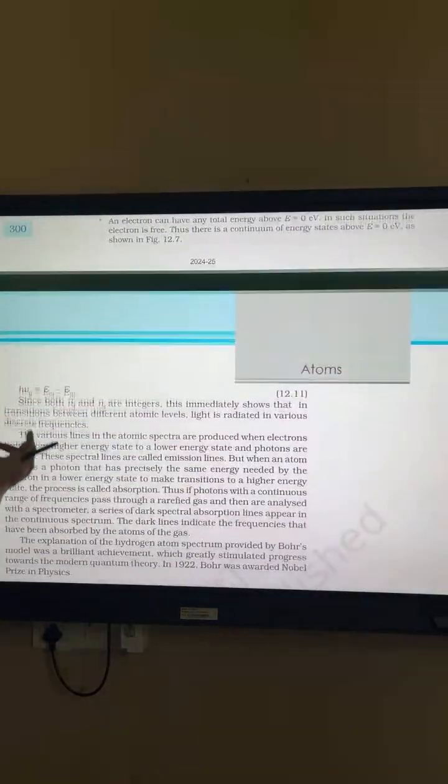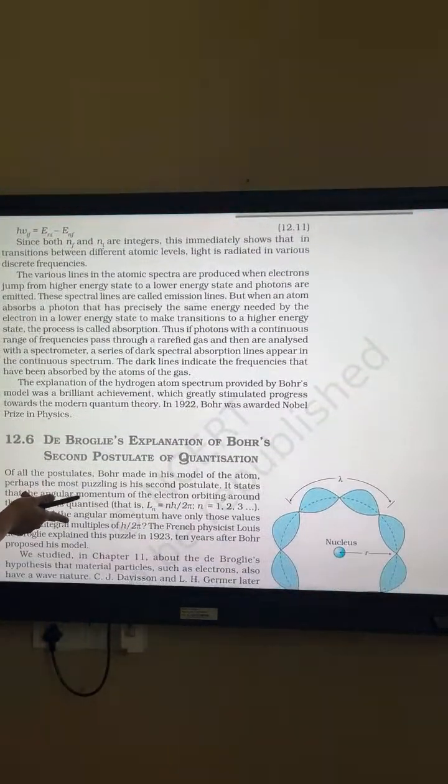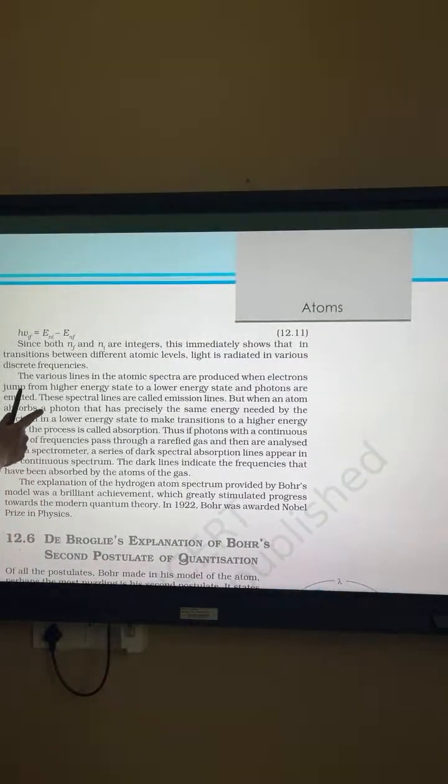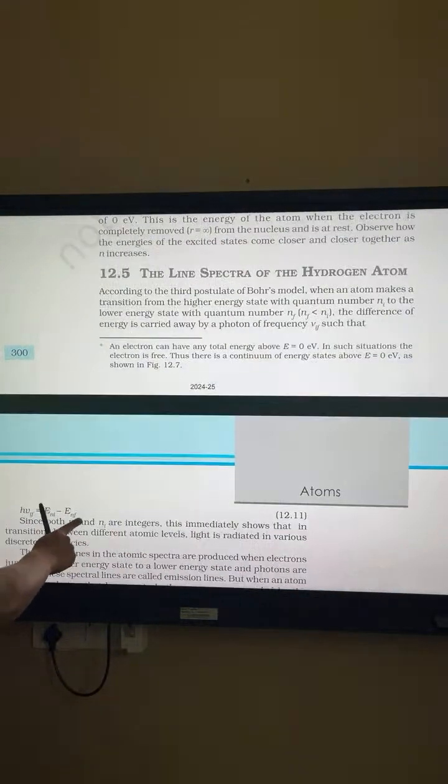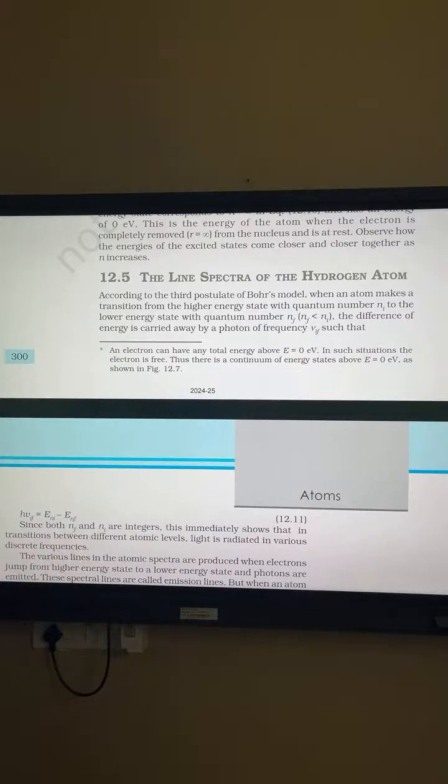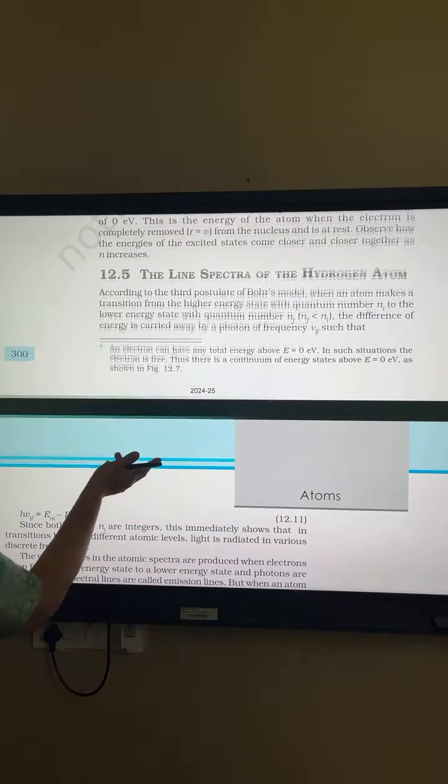Then the spectra of the hydrogen atom, Lyman series, Balmer series. Okay? For understanding this, you have to compare with your class 11 chemistry book. Okay?